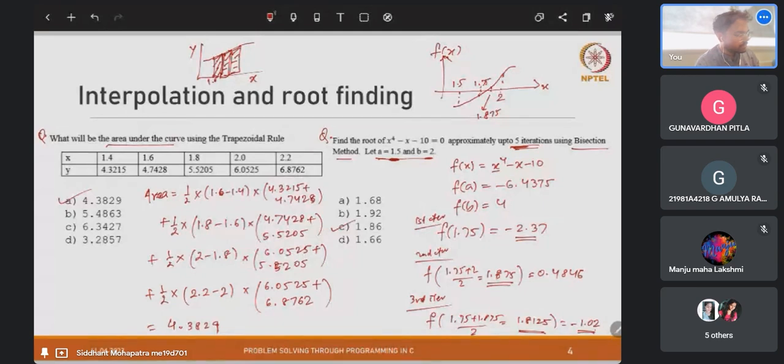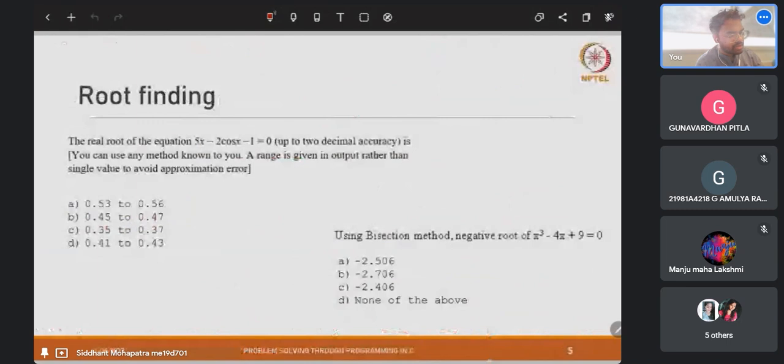Okay, so let's look at the next question. It's again a root finding, and here you have the function f of x equals 5x minus 2 cos x minus 1, and you can use any method that is known to you, that has been told already. You can use the bisection method or the Newton-Raphson method, which has also been covered in week 10. Here I'll be showing you the Newton-Raphson method.